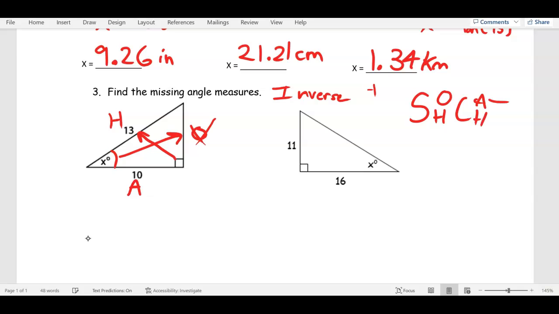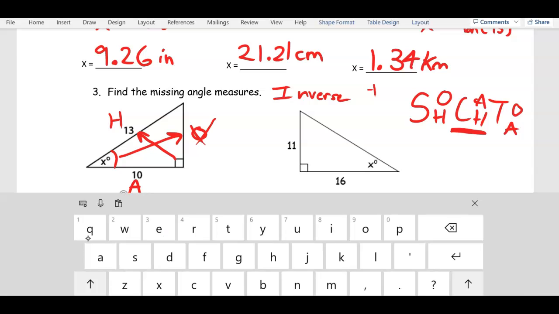So let's not forget SOHCAHTOA. A and H is going to be cosine. So cosine x, always the trig, then the angle, which is missing. So cosine x equals A over H, 10 over 13.